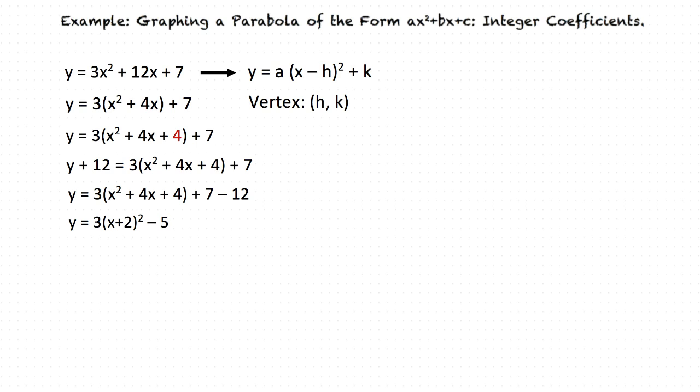We know that a parabola of the form a times x minus h squared plus k has a vertex of h, k. If we look at our problem, we can see that our h is negative 2 and our k is negative 5. This means that the vertex of our parabola is located at negative 2, negative 5.